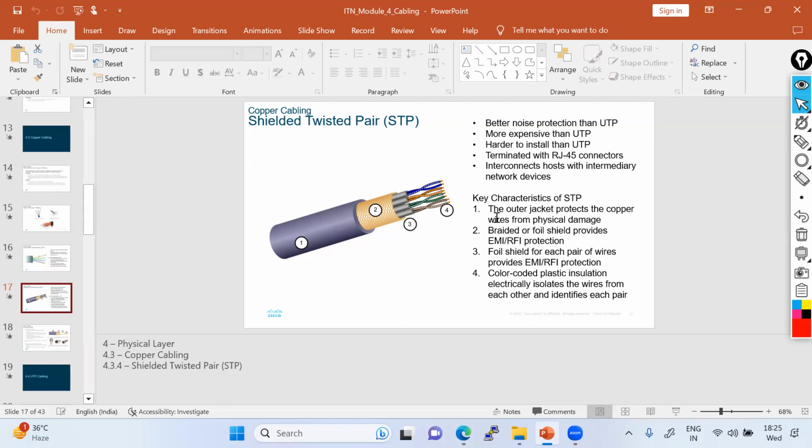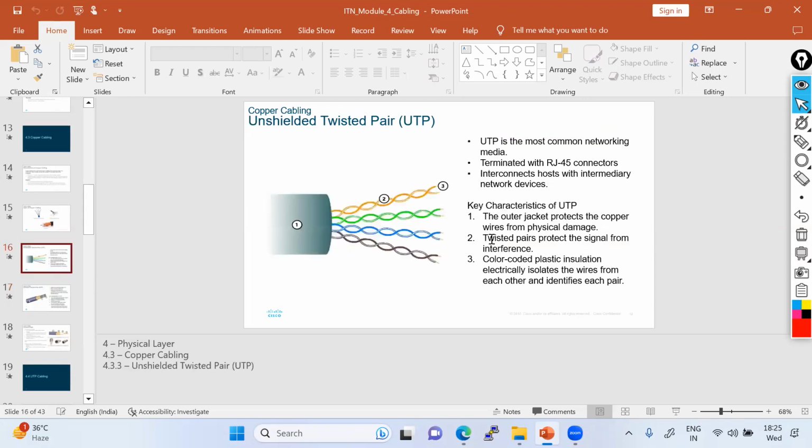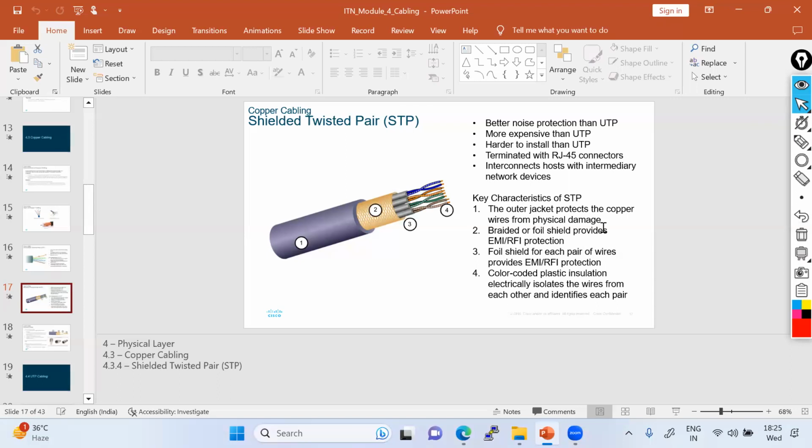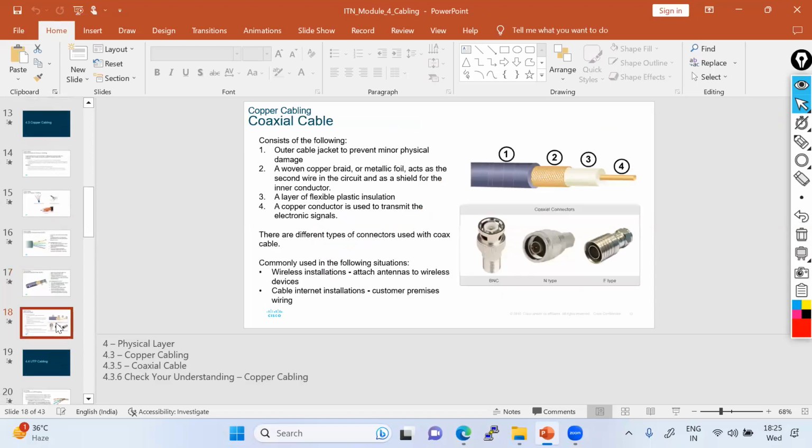The outer jacket protects the copper wire from physical damage. You can see again the same braid, the foil still provides the EMI RFI protection. So this is the second, you can see here. Foil shields each pair of wire and provides the EMI RFI protection. So these are all talking about better interference handling. In this twisted, there might be interference, but in this sealed we have less chance of interference, right? So sealed twisted wire is always going to be expensive, and it is always going to give the better result in terms of communication. You can use either one, twisted or untwisted, both are visible in the network, but you should know the differences.